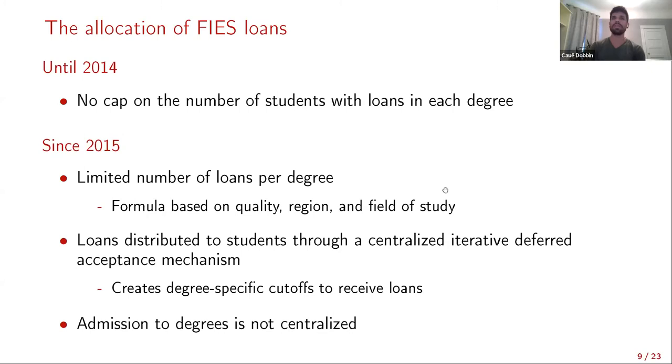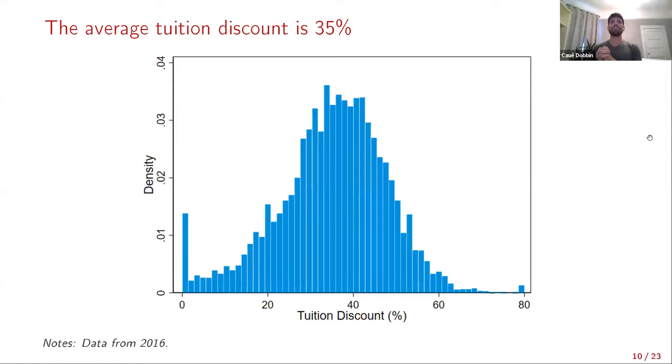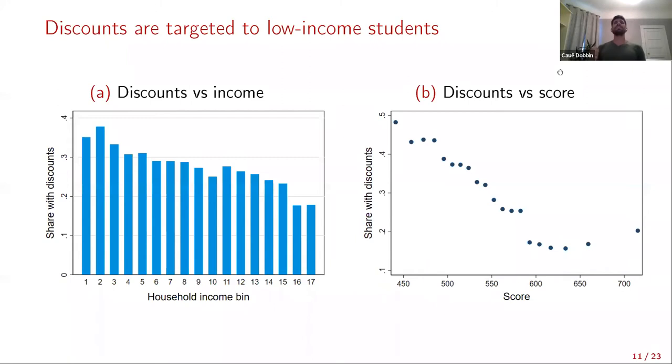Okay, so now let's move on to the last part of the context, which is how the tuition discounts work in Brazil. First, note that the discounts are very large. Here I'm plotting the distribution of the size of the tuition discounts. You see that some degrees offer discounts that are just massive, like 60, 70%. The average discount is very big, about 35%. So it's not like a 5% thing to give you an extra incentive to enroll. It's something that really makes a big difference in the price you're paying. And who is getting the discounts is mostly low-income students.